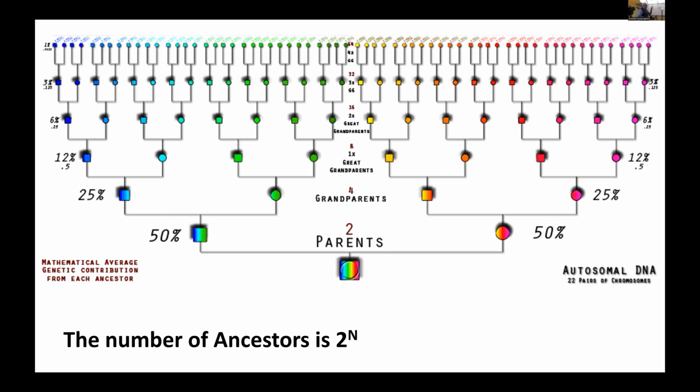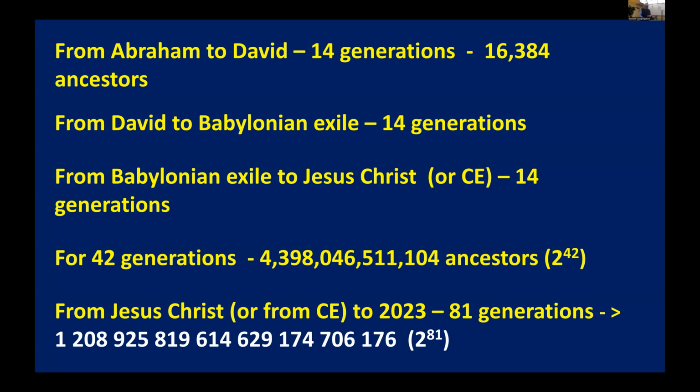So that's 2 things to remember. That number of ancestors is always 2 to the power of that generation. Okay, so it's 2 to the power of 5 in the 5th generation, 2 to the power of 20 in the 20th generation, and so on. So if you look at this one, and you go from David, remember King David, back to Abraham. If you were born at the time of King David, you had 16,000 ancestors.